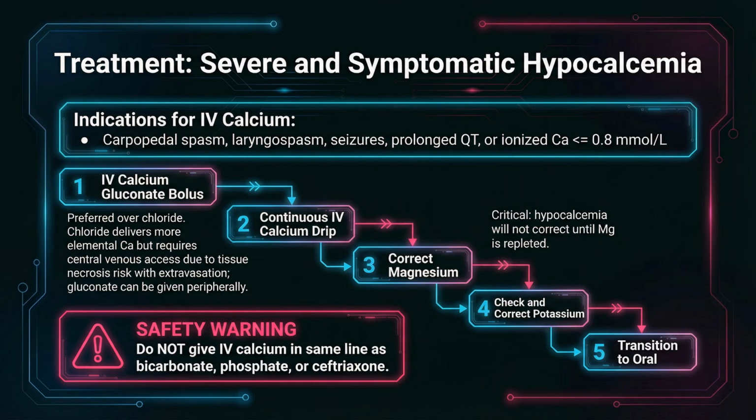Step 2 is a continuous intravenous calcium drip. Step 3 is critical. Correct magnesium, as hypocalcemia will not correct until magnesium is replete. Step 4. Check and correct potassium. Step 5. Transition to oral therapy. Safety warning. Do not give intravenous calcium in the same line as bicarbonate, phosphate, or ceftriaxone.